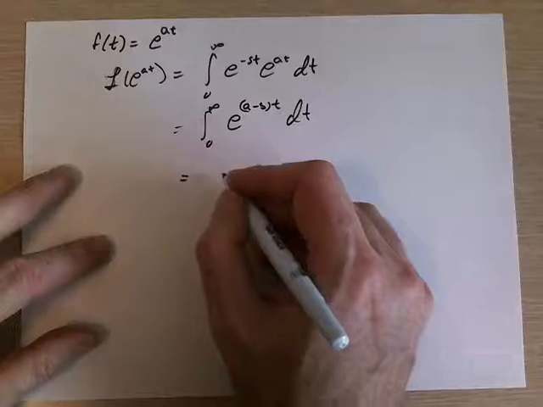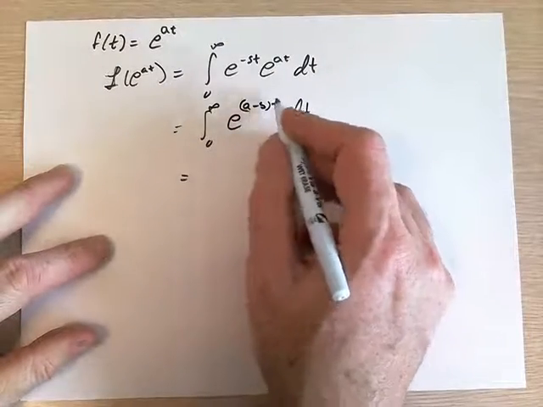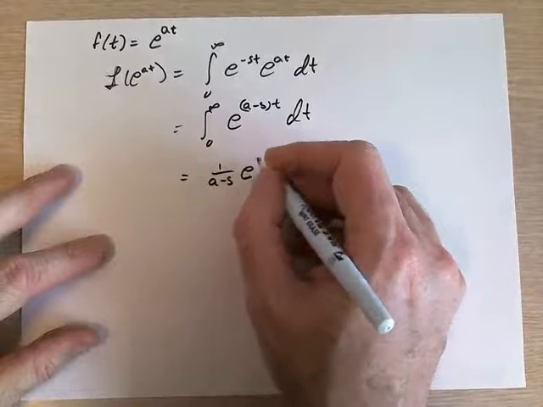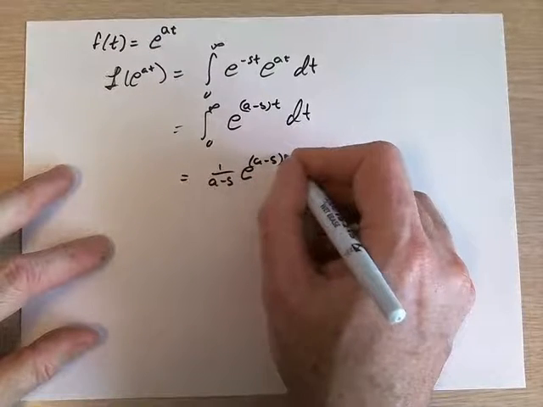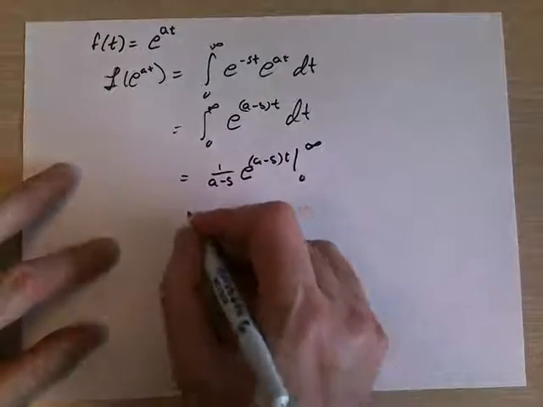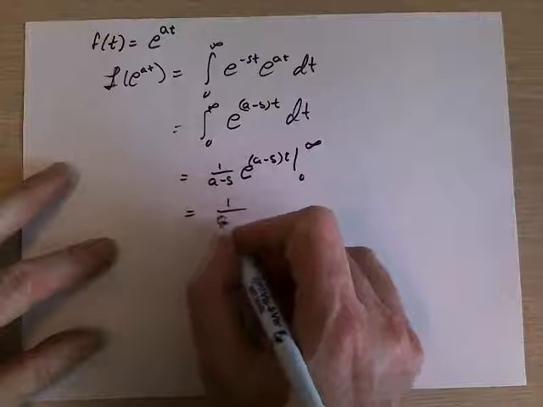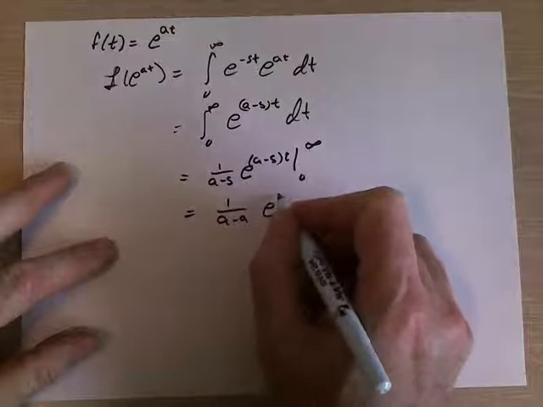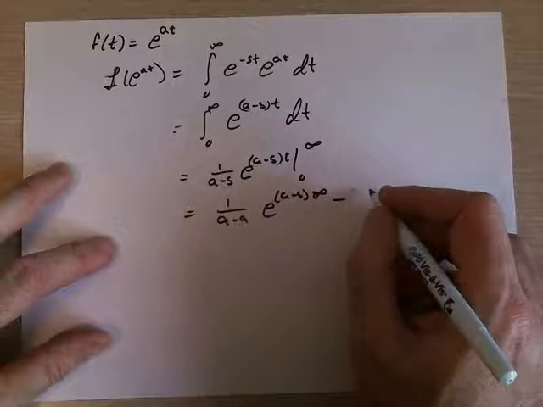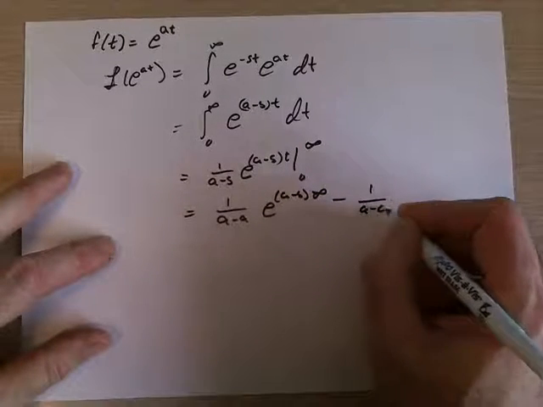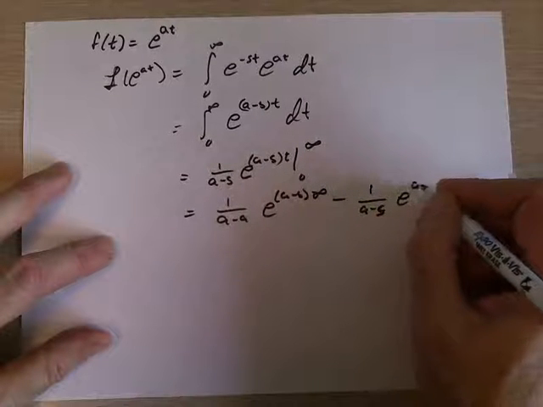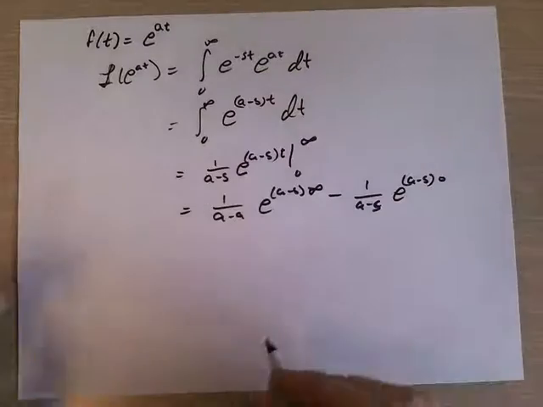So this can now be integrated with a u substitution with u equal to a minus s times t. And so I get 1 over a minus s e to the a minus s times t, evaluated with t between 0 and infinity. So plugging them in here, I've got 1 over a minus s e to the a minus s times infinity, minus the minus 1 over a minus s, plug a 0 in here, e to the a minus s times 0.